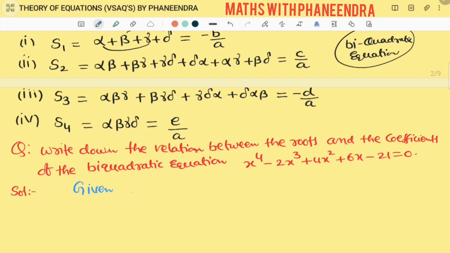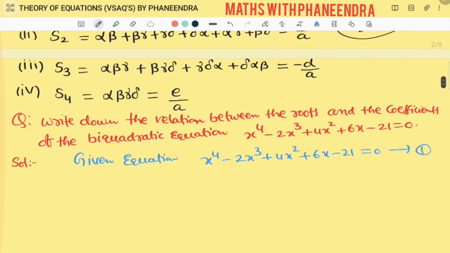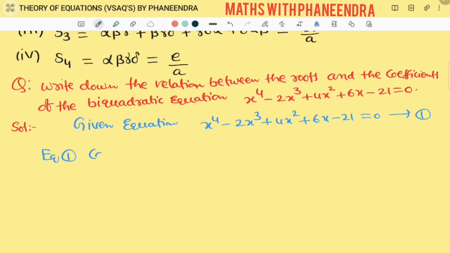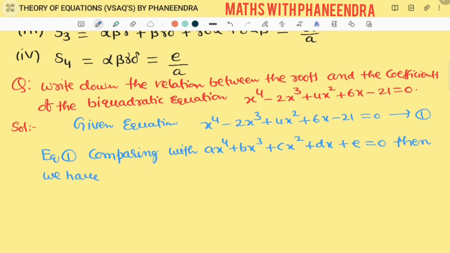Given polynomial equation x power 4 minus 2x power 3 plus 4x square plus 6x minus 21 equal to 0. Keep it as equation number 1. Comparing equation 1 with ax power 4 plus bx cube plus cx square plus dx plus e is equal to 0, we have a is equal to 1, b is equal to minus 2. It is a monic polynomial. Why? Because the leading coefficient, of x power 4, is 1. c is equal to 4, d is equal to 6, e is equal to minus 21.